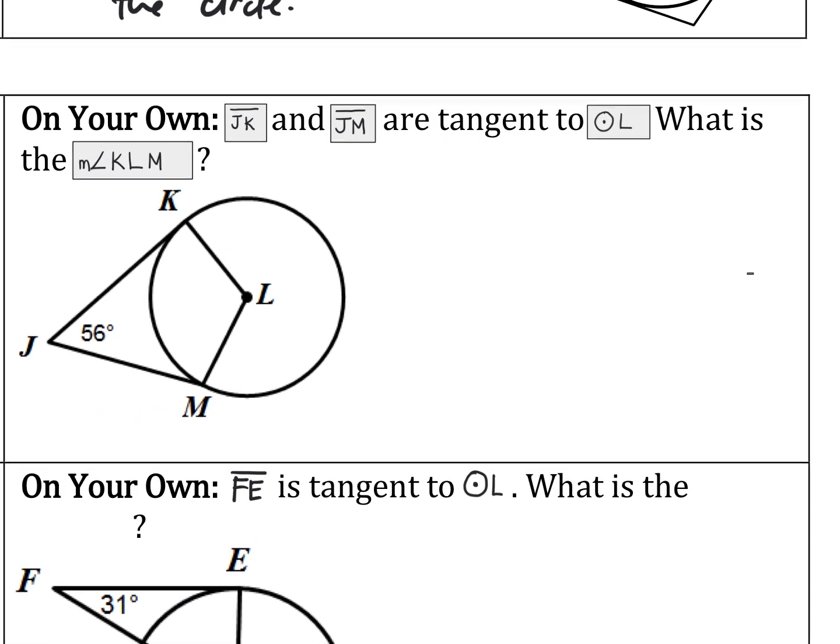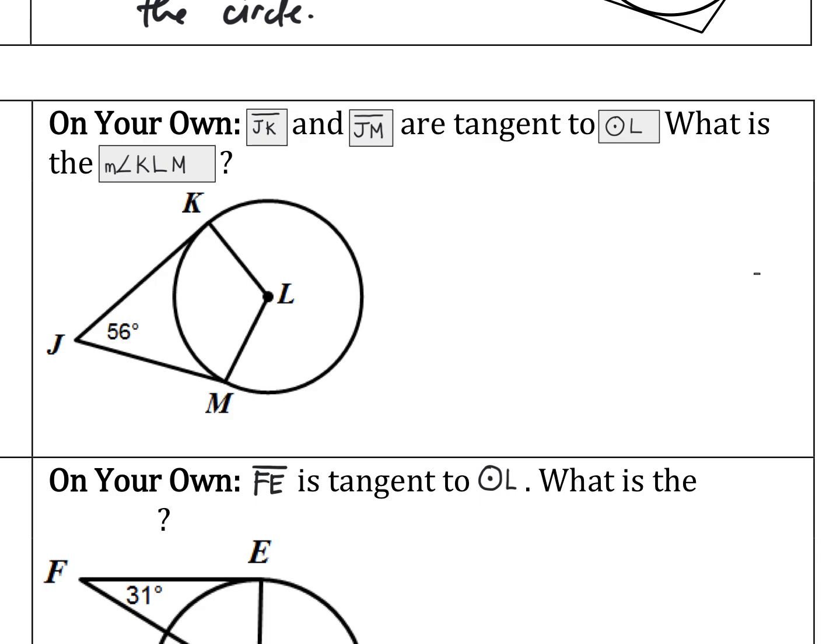Okay, next example. Line segments JK and JM are tangent to circle L. What is the measurement of angle KLM? Here, angle KLM means they are asking for this angle. Remember that this is a quadrilateral, and a quadrilateral's total angle is 360. So first we add 56 degrees, plus 90, plus 90, and then plus x, which is going to give you 360.